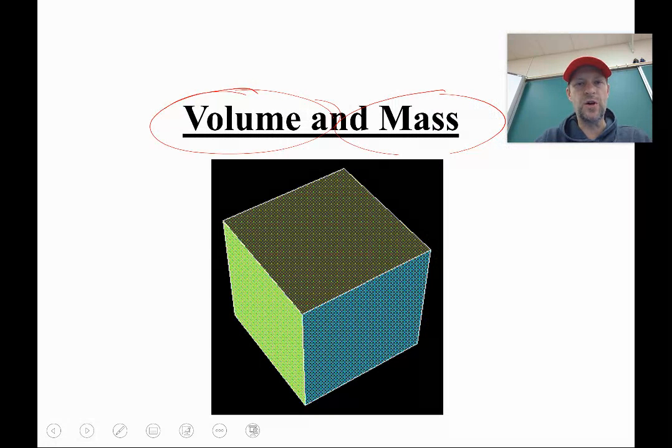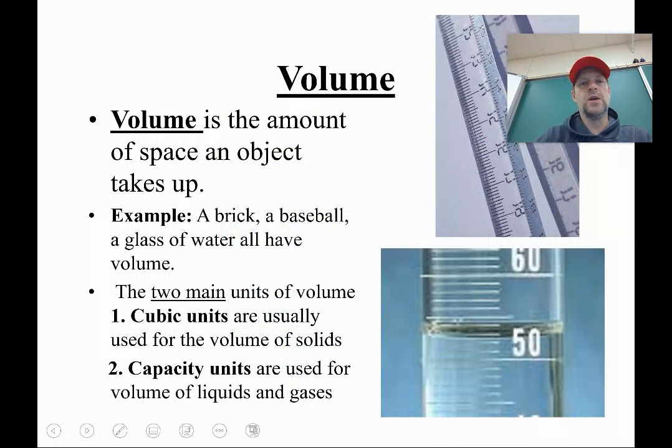So the title is Volume and Mass. Volume is the amount of space an object takes up. For example, a brick, a baseball, a glass of water, they all have volume. The two main units of volume can be cubic units, usually for finding the volume of solids, and capacity units, which are used for finding the volume of liquids.